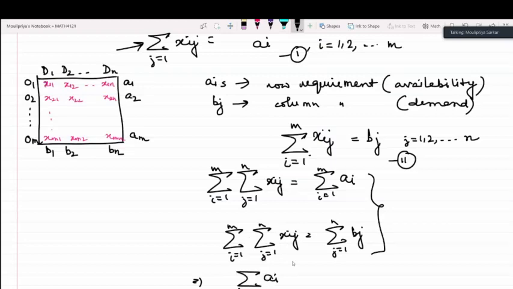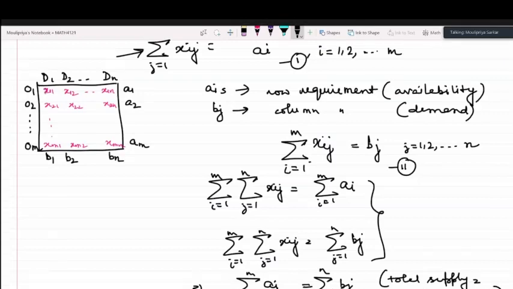This implies what we can actually conclude is that the sum of ai, i running from 1 to m, would be equal to the sum of bj, j running from 1 to n. That is, total supply would be equal to total demand, in order that the problem has a feasible solution.